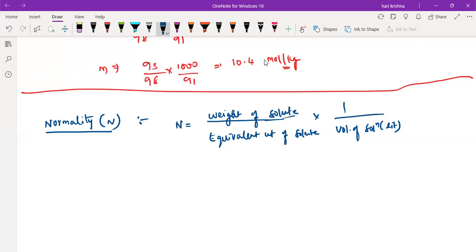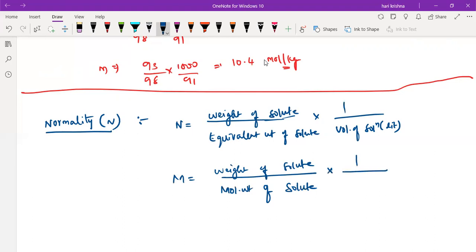But how to find the equivalent weight? If you write the molarity formula, it is also the same: weight of solute by molecular weight of solute. So what is the difference between normality and molarity? Normality takes the equivalent weight of the solute. Molarity takes the molecular weight of the solute. The remaining everything is the same. Then how to find this equivalent weight?